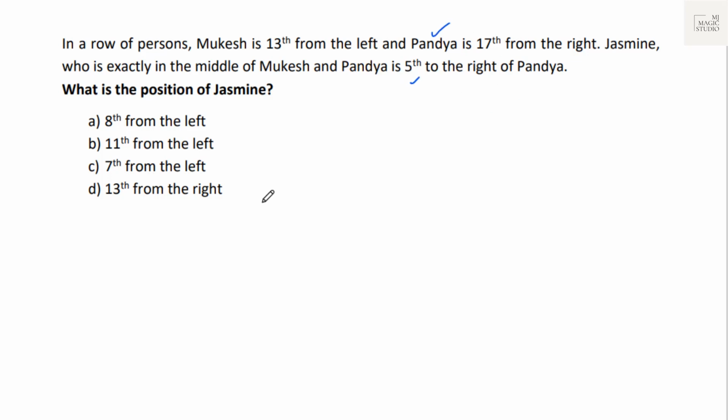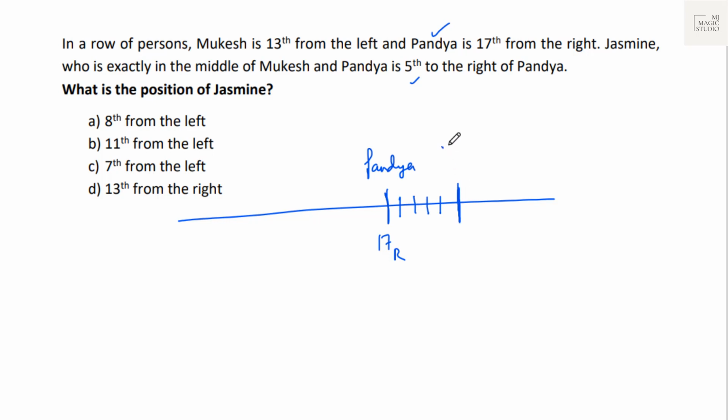So I'll start with Pandya. Pandya is 17th from the right. Jasmine is 5th to the right of Pandya. Right, 5th: 1, 2, 3, 4, 5. This is Jasmine. So 17 from the right, 16, 15, 14, 13, 12th. Jasmine is 12th from the right. And it is given that Jasmine is exactly in the middle of Mukesh and Pandya.